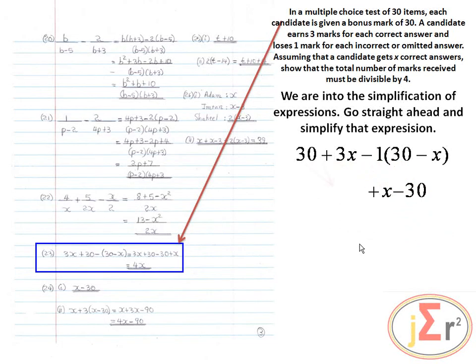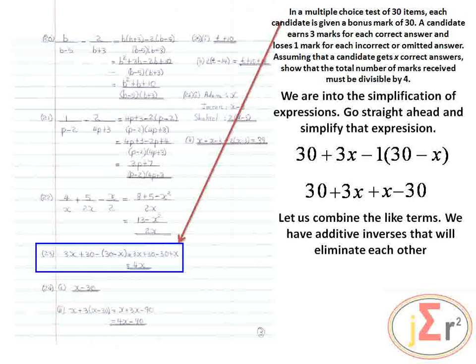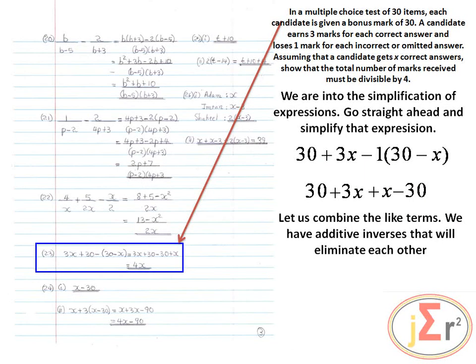And what about those two? Those are not being multiplied by anything. They return as they are. Let us combine the like terms. We have additive inverses, and those additive inverses will eliminate each other. Additive inverses, 30 and negative 30. 30 minus 30 is 0.